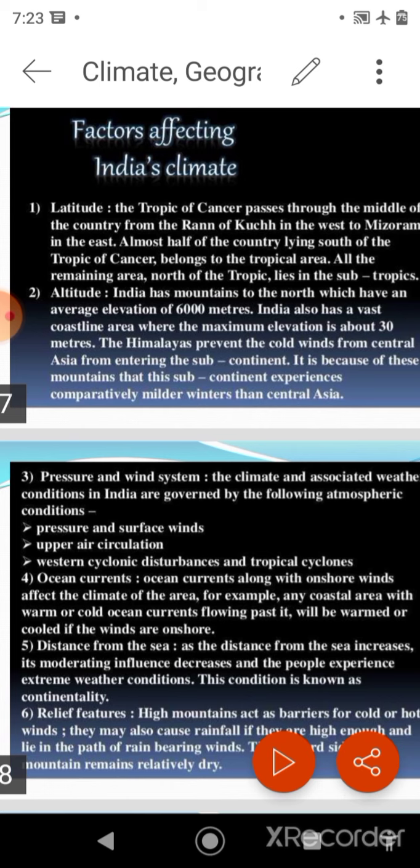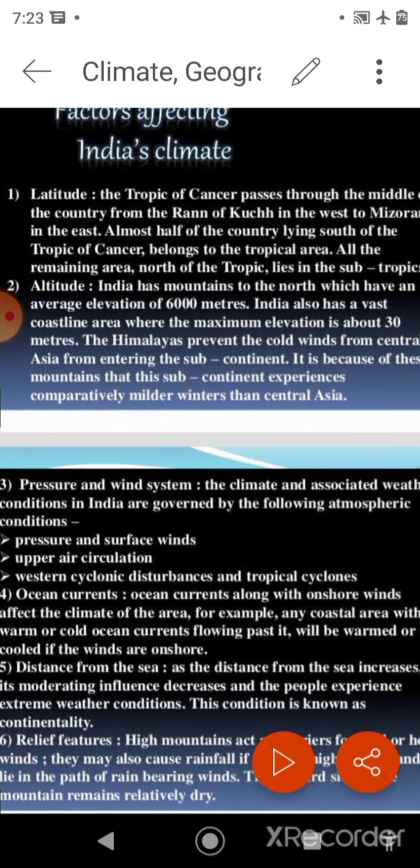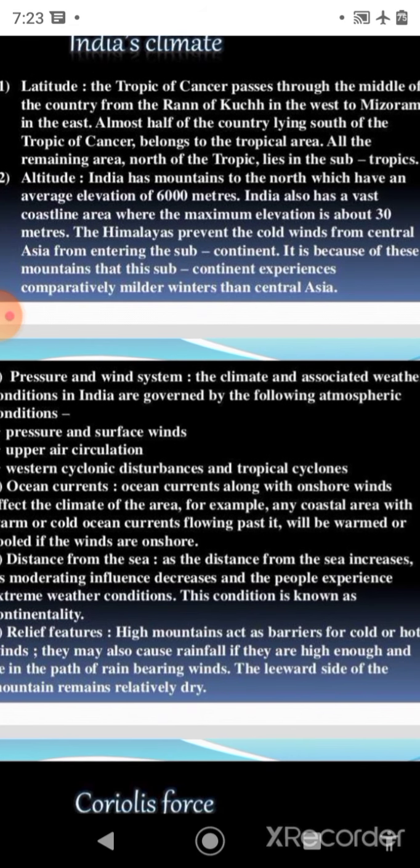So you know that in the tropical part, the sun's rays are comparatively vertical in comparison to the subtropical part. So in the tropical part, there will be maximum temperature in comparison to the subtropical part of India. Next one is altitude. Altitude in the sense of height. This is also influencing the climate of our country.